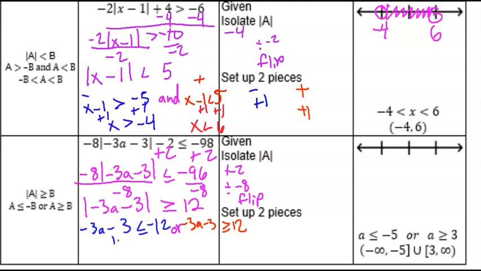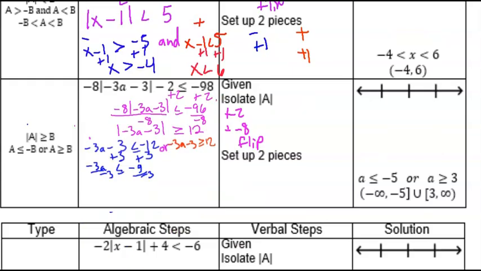Okay, we'll solve for a, add 3. Divide by -3. So we have a is greater than or equal to 3. Or, let's solve for the positive piece, add 3. Divide by -3 each side. A is less than or equal to -5. And we're going to have an "or" in between.